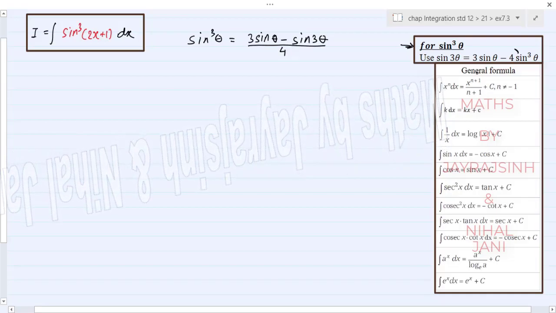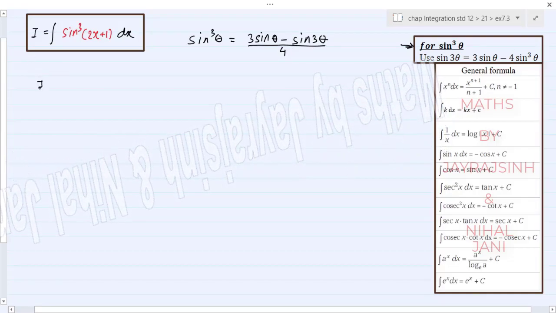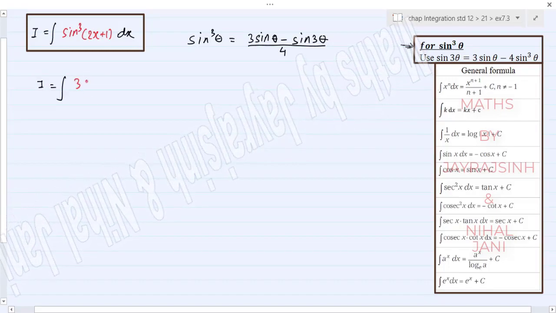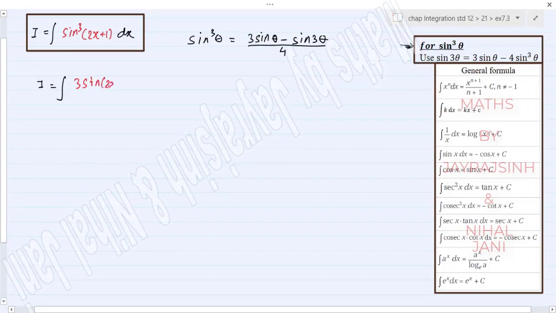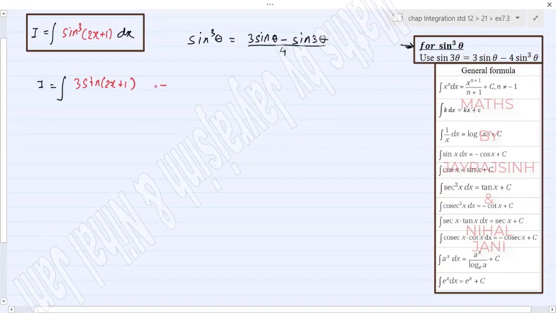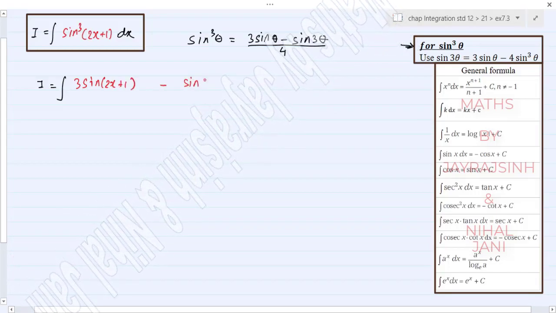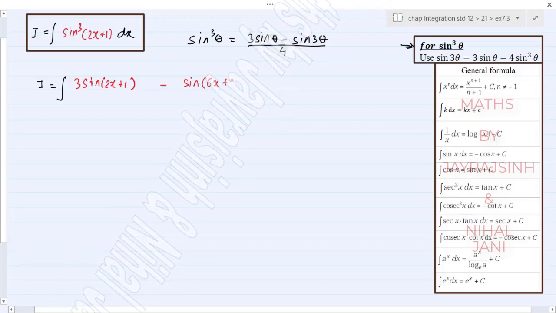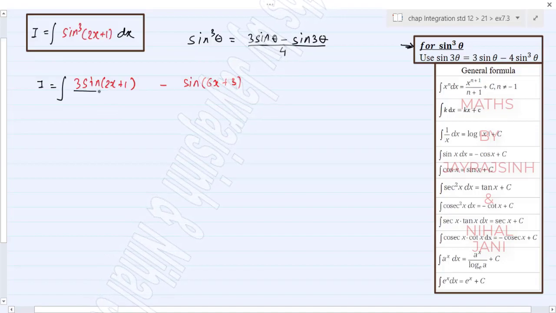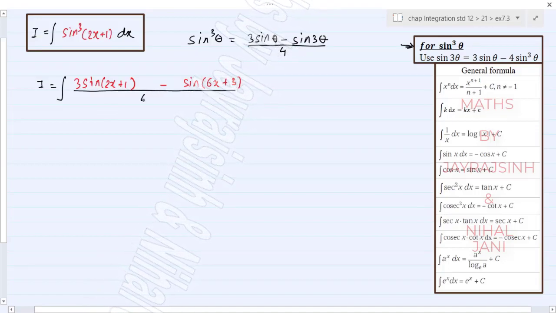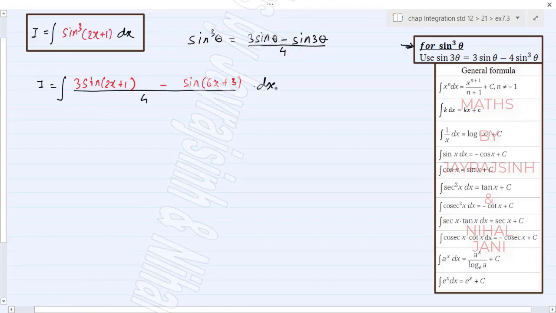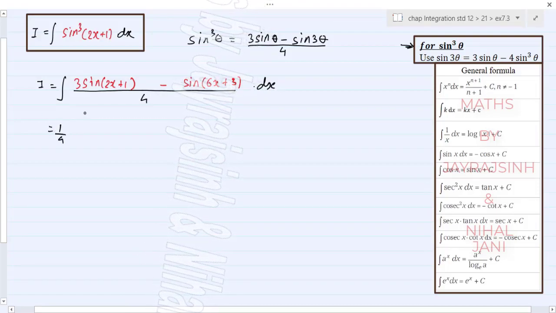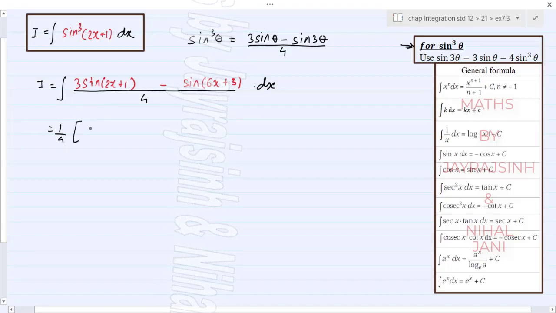upon 4. So we can rewrite this sine cube (2x plus 1) as (3 sine (2x plus 1) minus sine triple the angle, so (6x plus 3)) whole divided by 4 dx. Now we don't have to worry about this 1 by 4. We just have to integrate 3 sine (2x plus 1).